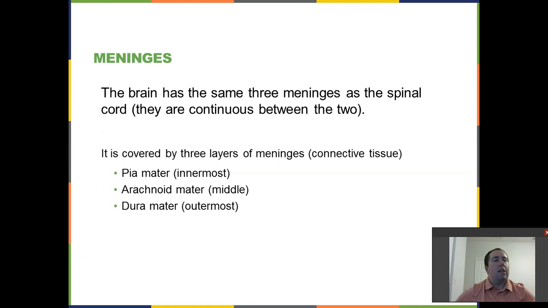So remember when we talked about the spinal cord, we had our meninges. Those were the connective tissue layers wrapped around the spinal cord. We had the pia, arachnoid, and dura mater. Remember DAP? I think I mentioned DAP in the lab video. Starting from the outside, dura, arachnoid, pia. The brain has the same exact three meninges. And not only are they the same name, but they start here and just continue on down the spinal cord. So the pia mater in the spinal cord is the same structure as the pia mater up in our brain.